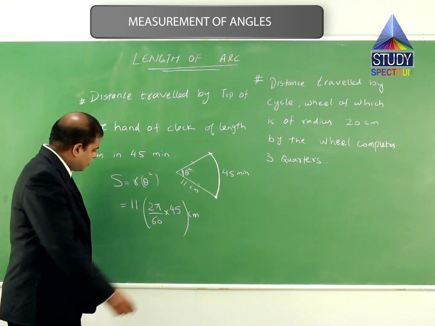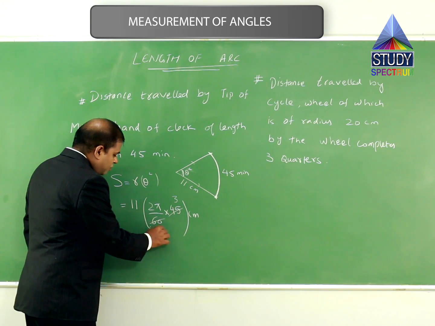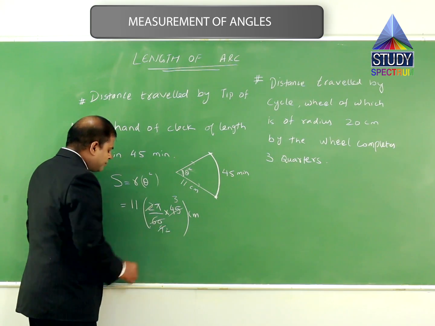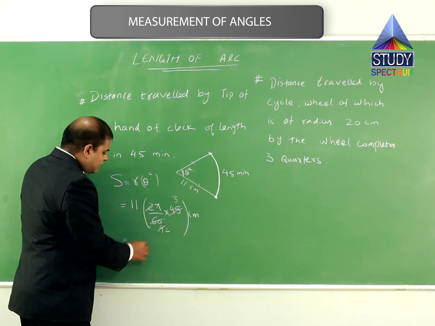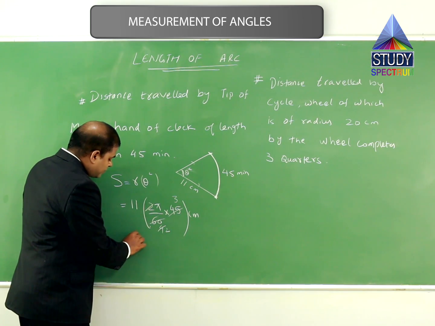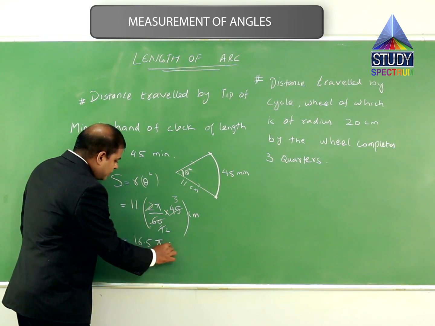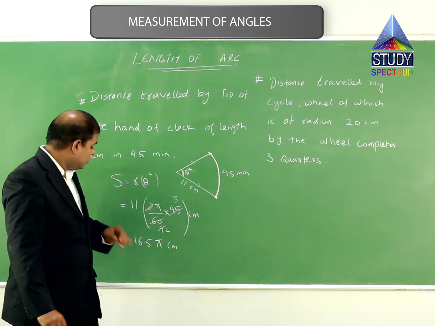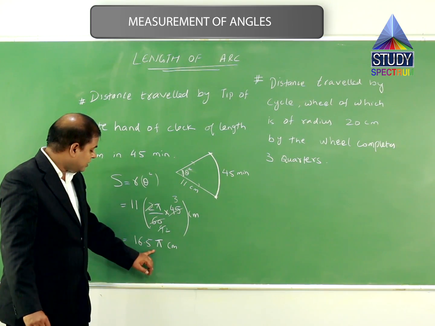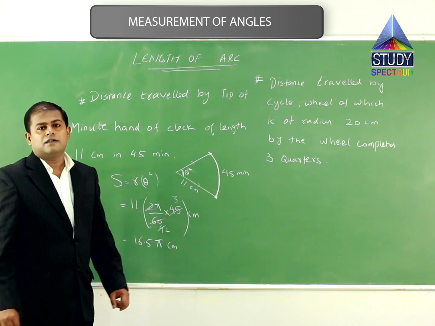Right? So if you cancel out by 3, 40, 15, this is 3, this is 4, this is 2. So the answer is 11 times 3 is 33 by 2. 33 by 2 is 16.5 pi centimeters. So the tip of the minute hand of the clock moves by 16.5 pi centimeters in 45 minutes.